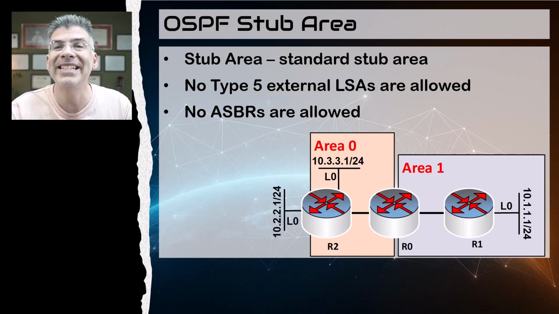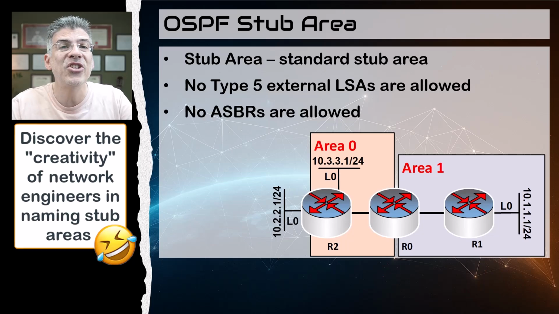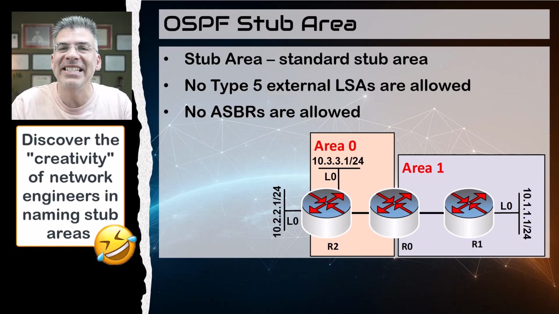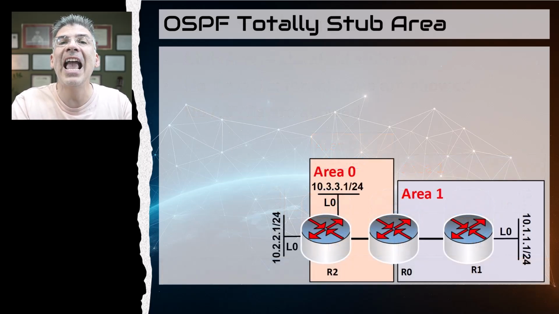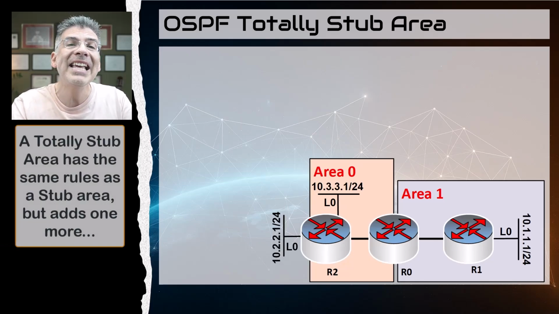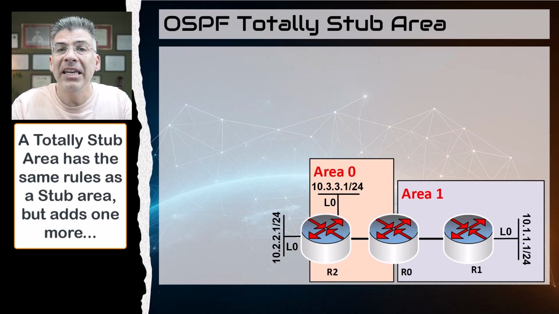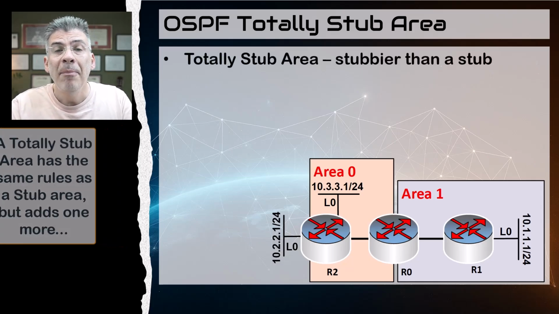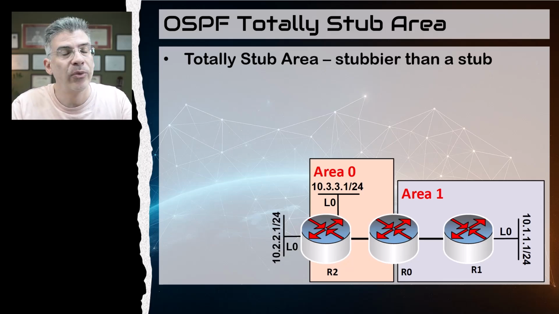Let's go on to the second type of stub area. Now, as we go along, you're going to discover how creative network engineers get when naming these stub networks. The first was simply called a stub. The second is called a totally stub area. What's that? Well, it has the same rules as a stub area, but it adds one more, making it not only a stub area, but a totally stub area. It's stubbier than a stub area, whatever that means.